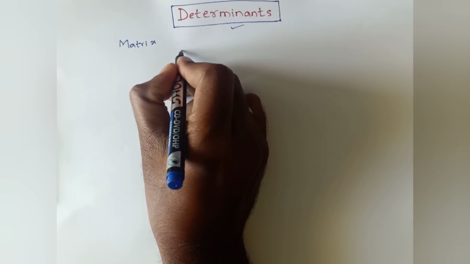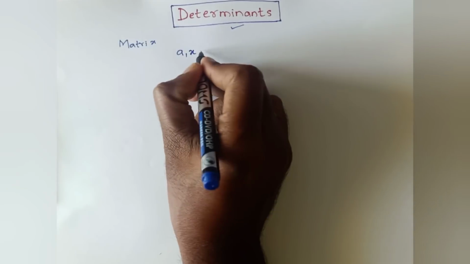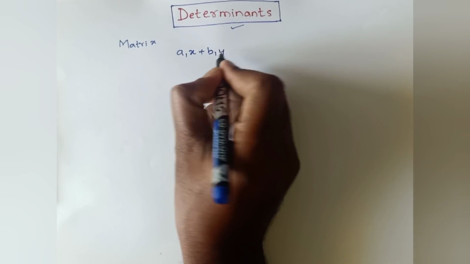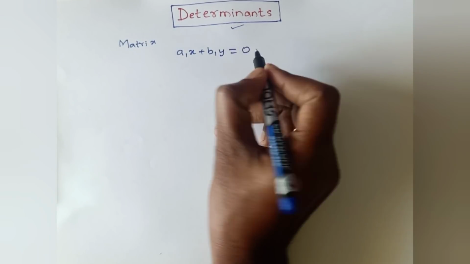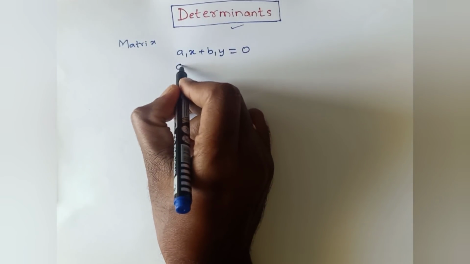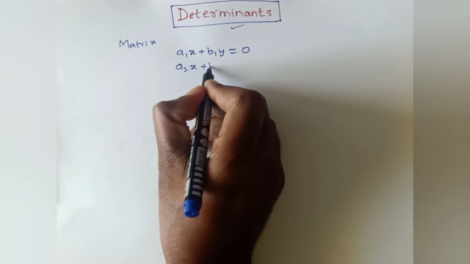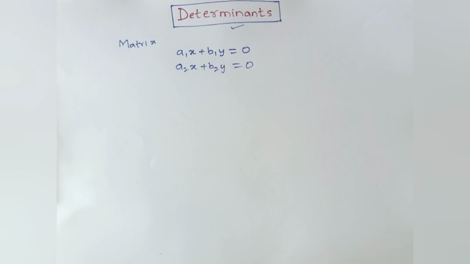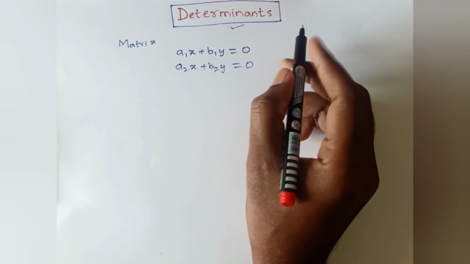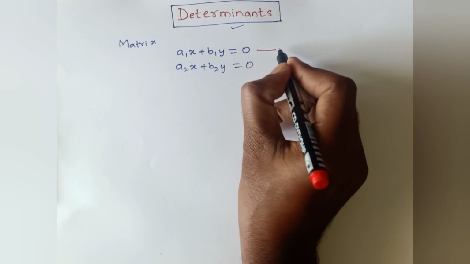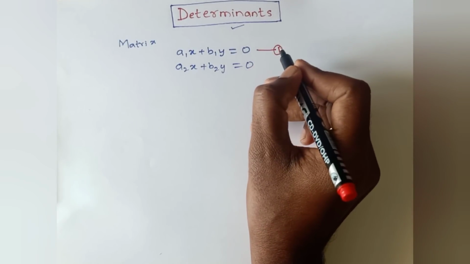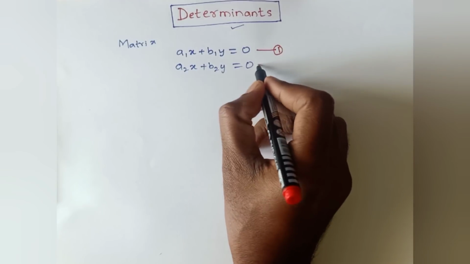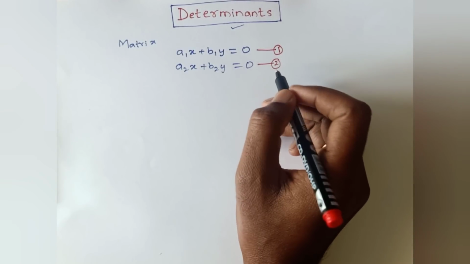Let's see here: a1x plus b1y is equal to 0, and one more, a2x plus b2y is equal to 0. These two are linear equations in two variables. We may call these two homogeneous equations also. Let them be equations 1 and 2.